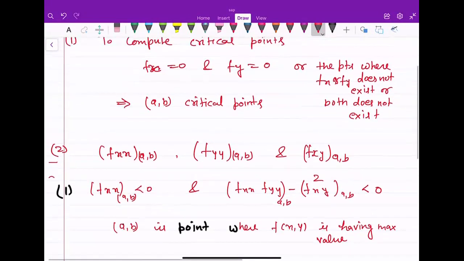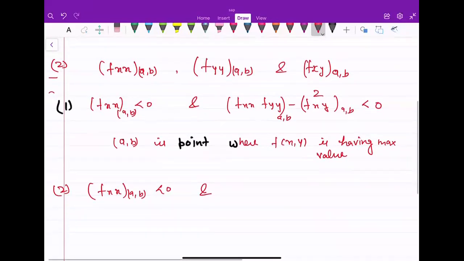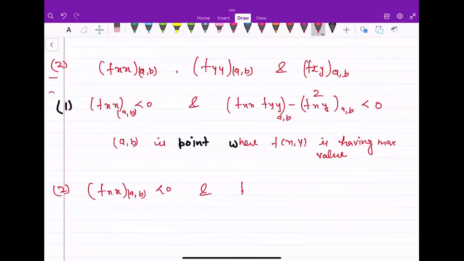So first we computed critical points and then we computed the second derivatives of the function, with respect to x as well as with respect to y and with respect to xy. Then fxx is less than 0, and if fxx fyy minus fxy square at the point AB is greater than 0, then AB is the point where the function is having minimum value. So AB is the point of minima.